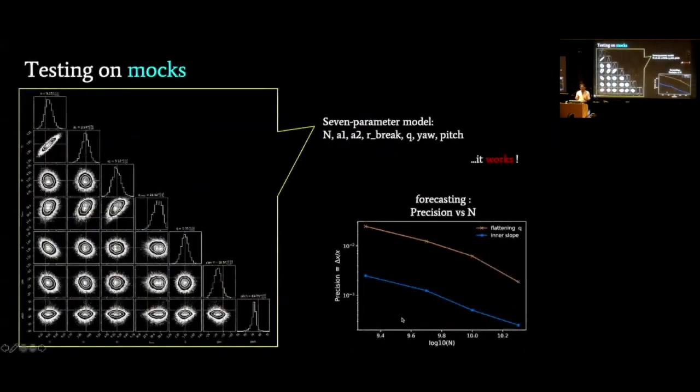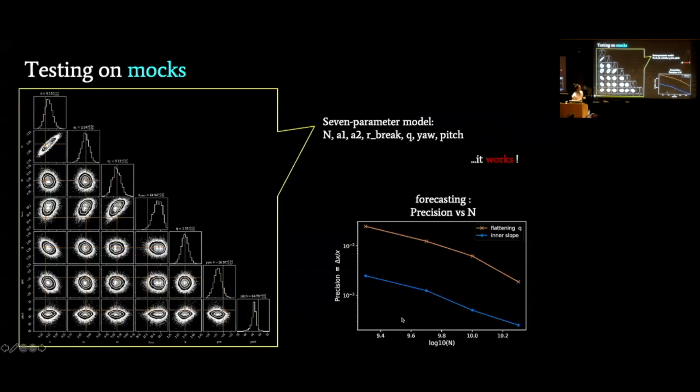It's a 7-dimensional model, which means it has some overall normalization. There's an inner power law slope, there's a breaking radius, there's an outer power law slope, there's a flattening parameter, and what is most novel is that there are two rotation angles at which we can rotate this structure.